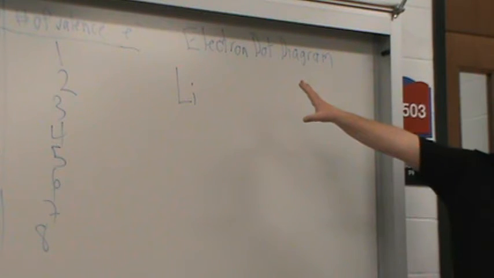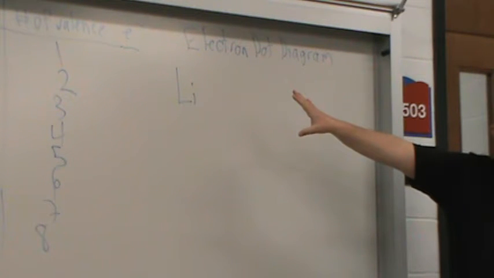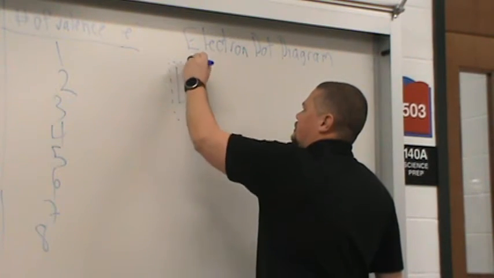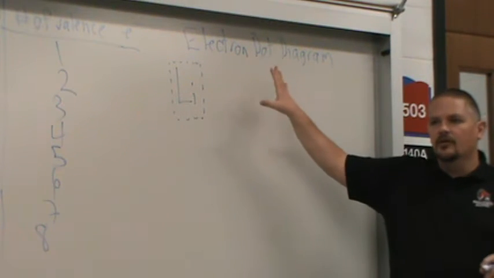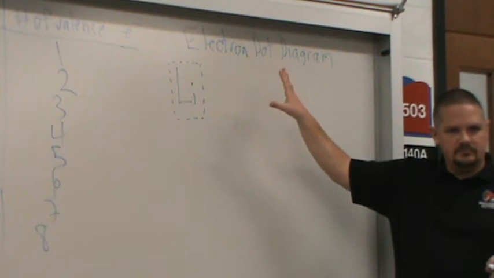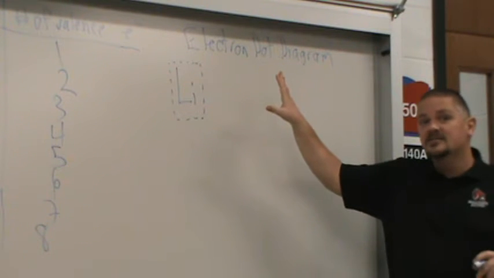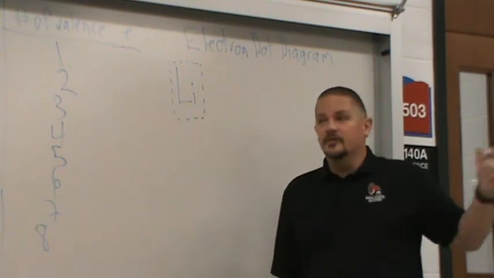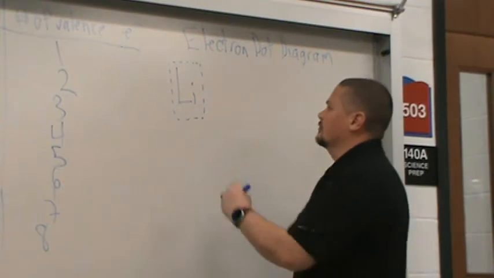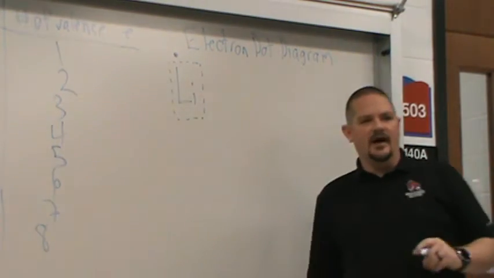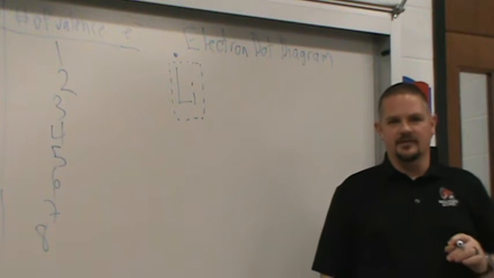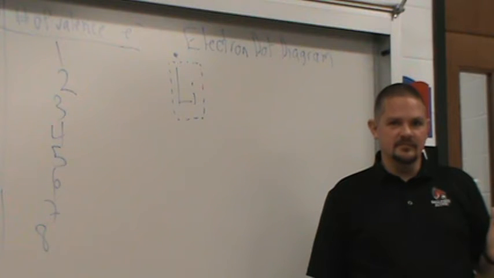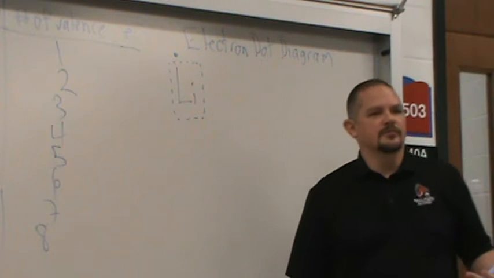Okay, so electron dot diagram, we write down the symbol for the element. Then we're going to imagine that there is a square around the symbol. Now, a square has how many sides to it? 4. Now, lithium's in group 1, so it has 1 valence electron. So we're going to put 1 dot to represent that 1 valence electron. Okay? Any questions there? All right, let's go to group 2.